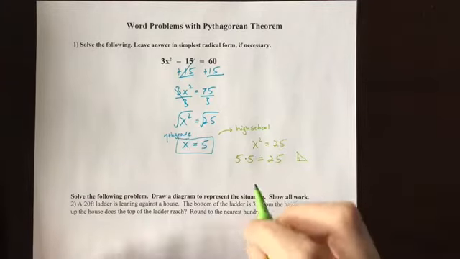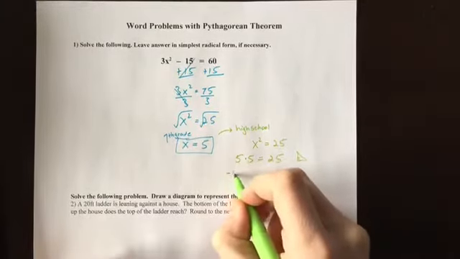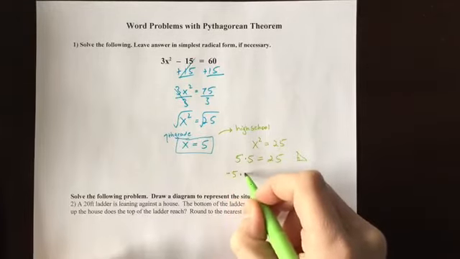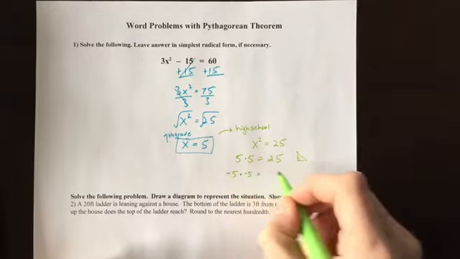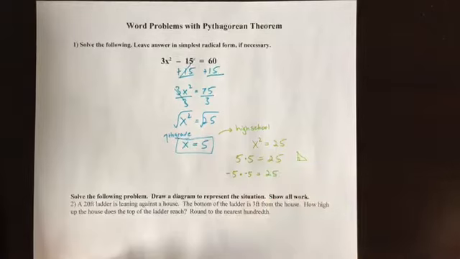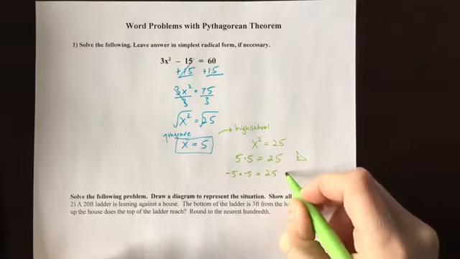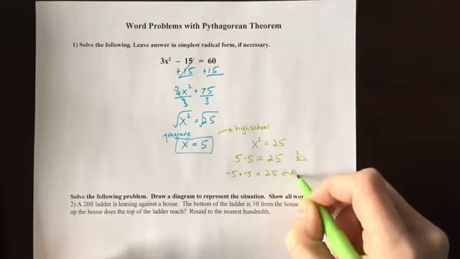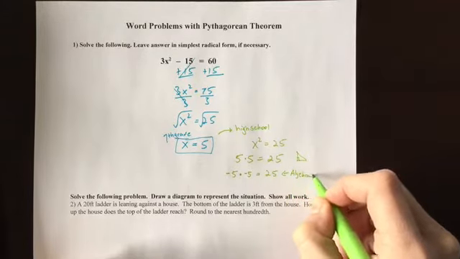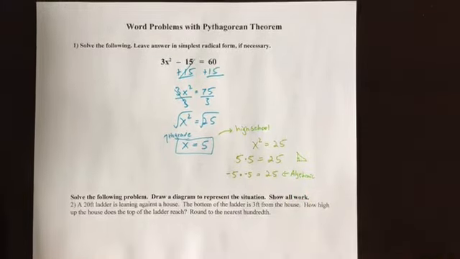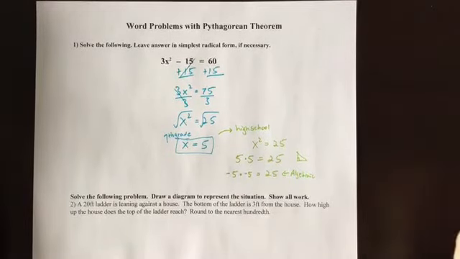But isn't it also true that -5 times -5 also results in 25? And that is true, and that's a great algebraic use of our square roots, okay? A square root could also possibly be negative.